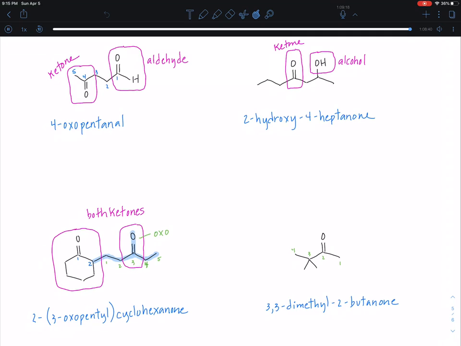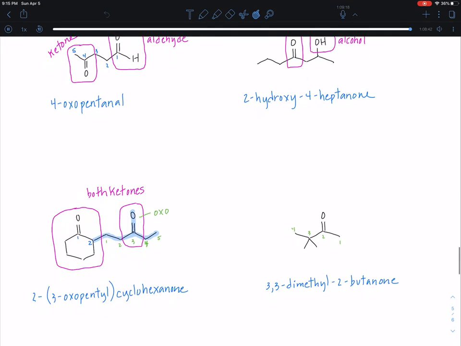So if the carbonyl was on the 4th carbon, it would be an aldehyde, right? And if the carbonyl was on the 1st carbon, it would be an aldehyde. It can't be on the 3rd carbon because the 3rd carbon's busy being bonded to 4 things already. So we've got that on the 2nd carbon. It can't help but be on the 2nd carbon, but you can put the 2 in there. It's a little redundant, but it's okay.